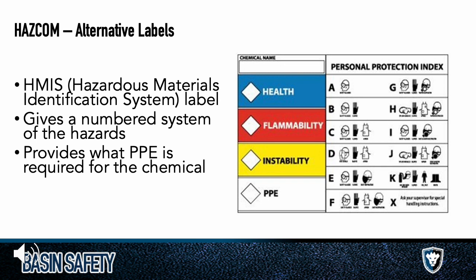Then we come to the HMIS, Hazardous Material Identification System, label. It gives a numerical system of the hazards and provides what PPE is required for the chemical. Again, usually you only have that left rectangle there. You don't have any other information. These can become difficult for people who aren't very familiar as well. That's why most people prefer the GHS label, because it gives you the information up front.